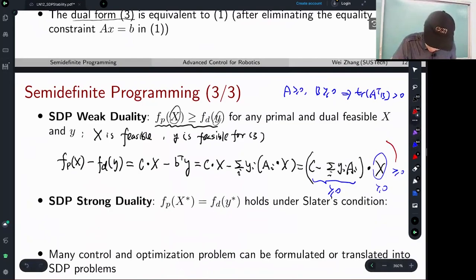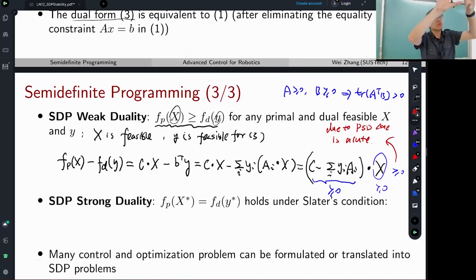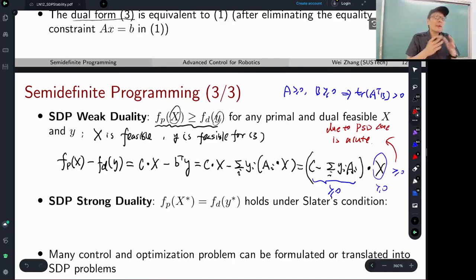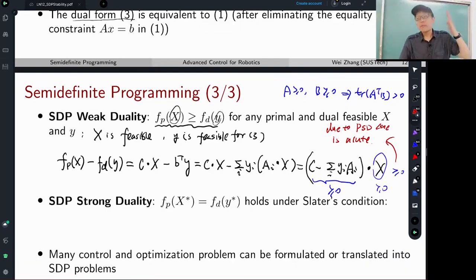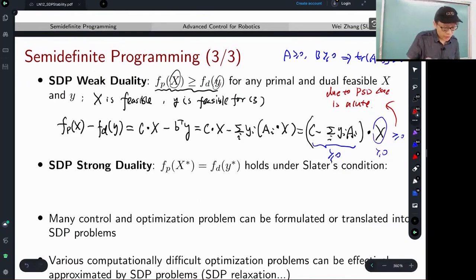This is due to the PSD cone being acute. Any two elements in there, the angle spanned by them is less than half pi. Okay, we don't have to prove it, because any optimization problem satisfies weak duality. It's just a verification.